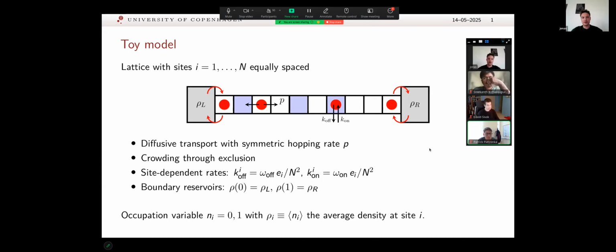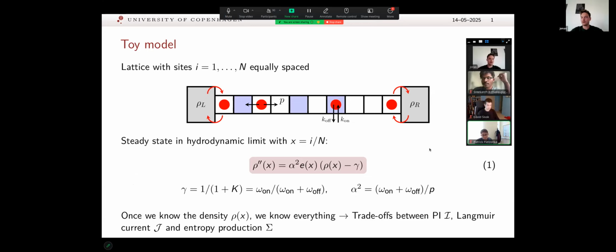You would have some kind of profile of, let's say, maybe enzymes that are localized in a system, which can locally catalyze away some of the substrate or some of the particles in the system. So we have a combination of reaction versus diffusion, basically. Due to the exclusion interaction, we have a very simple model where we have a binary occupation variable, and we can then go to the hydrodynamic limits exactly.